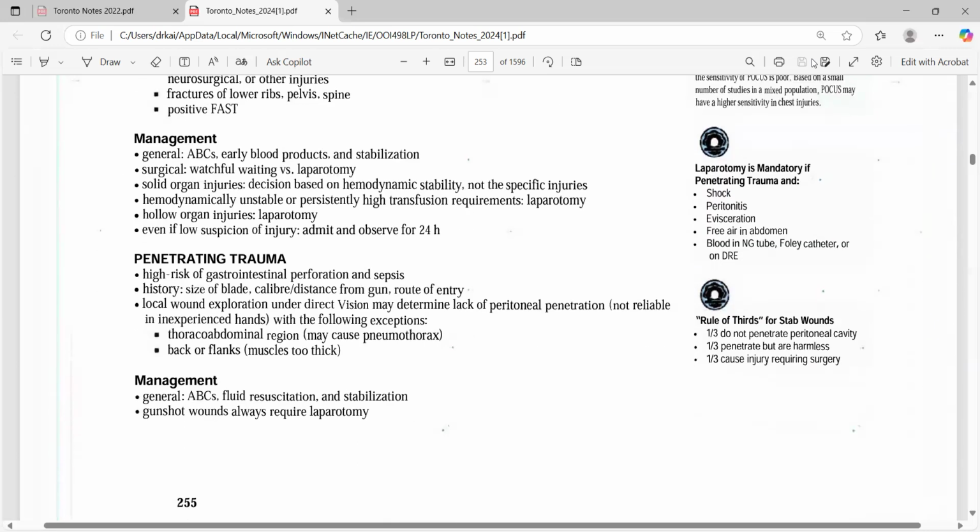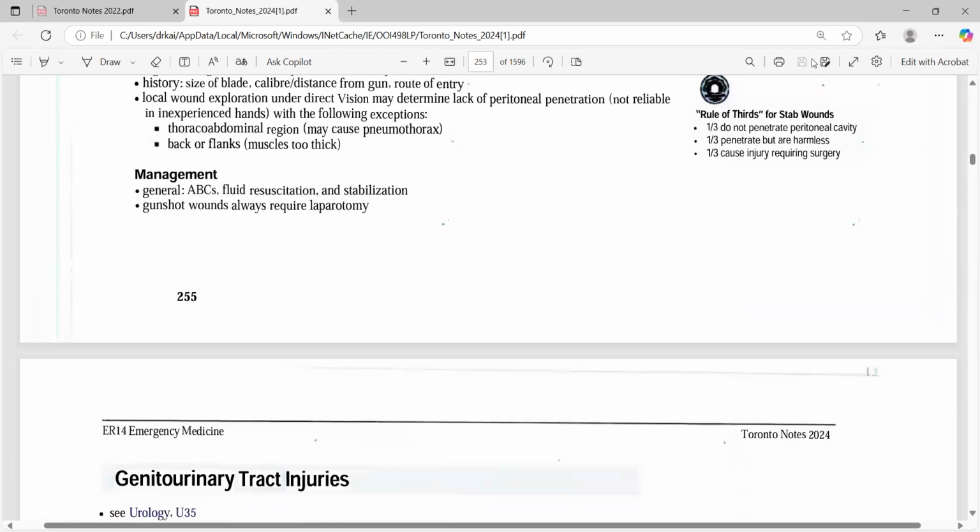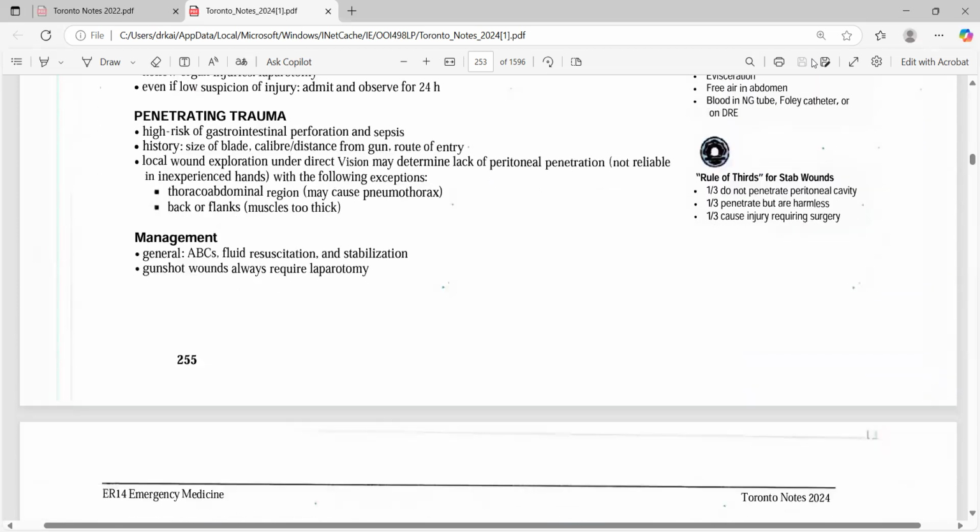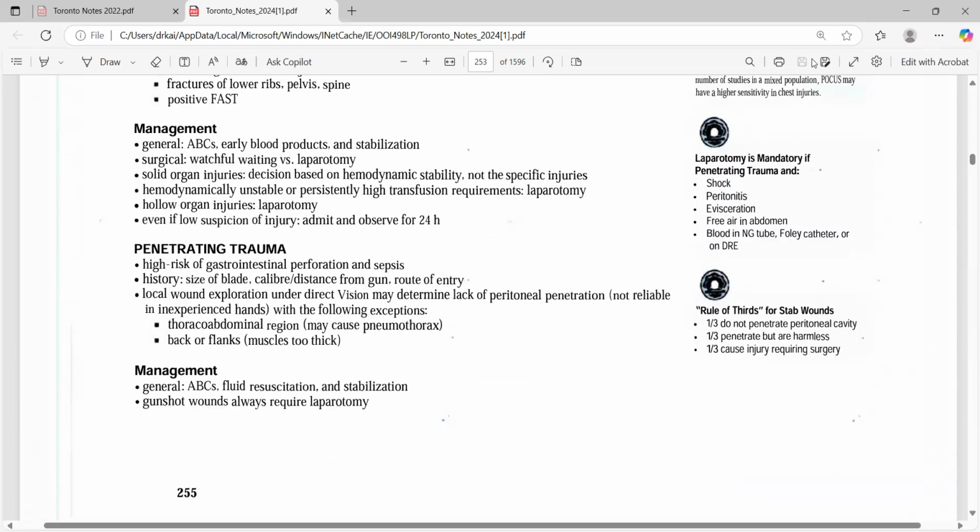Then penetrating trauma. There is a high risk of gastrointestinal perforation and sepsis. History, size of the blade, caliber, depending on which one it is. Local wound exploration under direct vision may determine the lack of peritoneal penetration. Thoracoabdominal region, back or flanks, the muscle is too thick. So in those cases, we're going to do ABC, fluid resuscitation, stabilization. Gunshot wound always requires laparotomy.